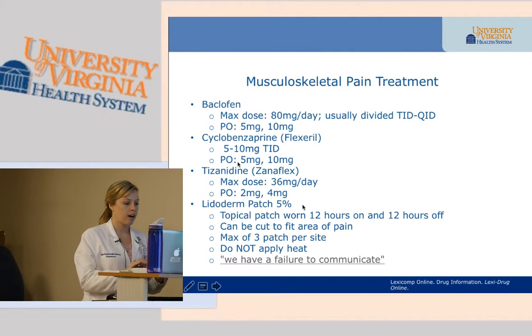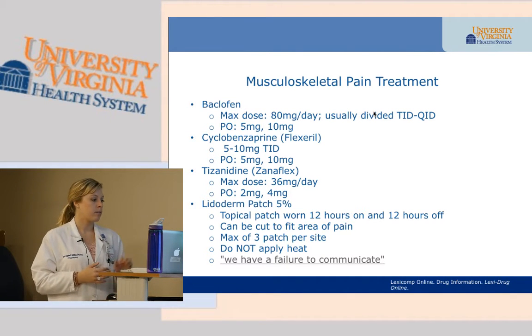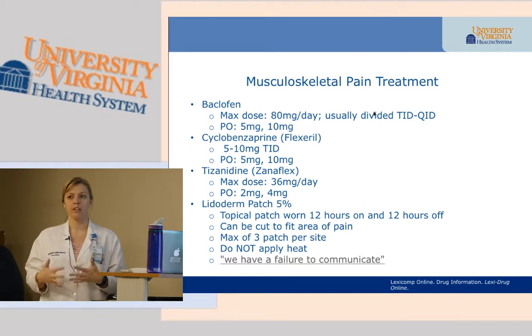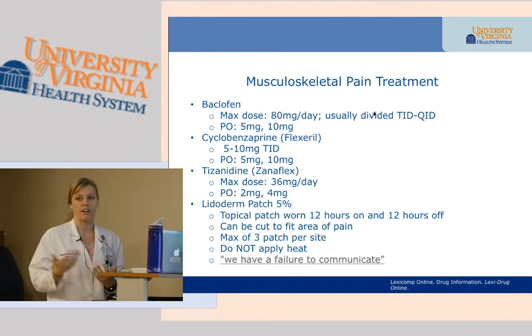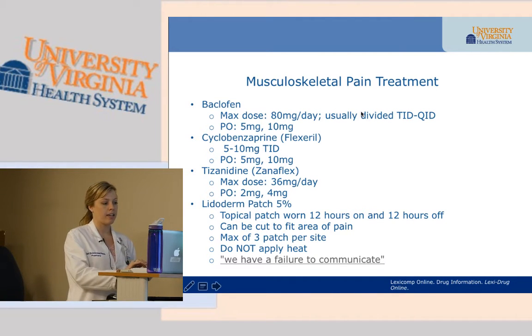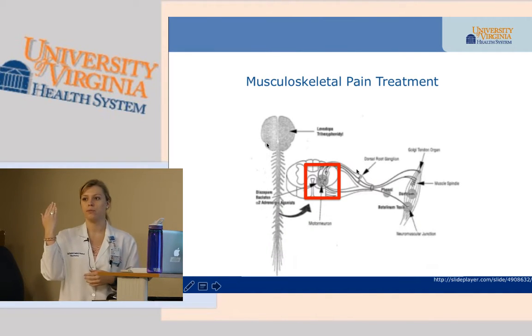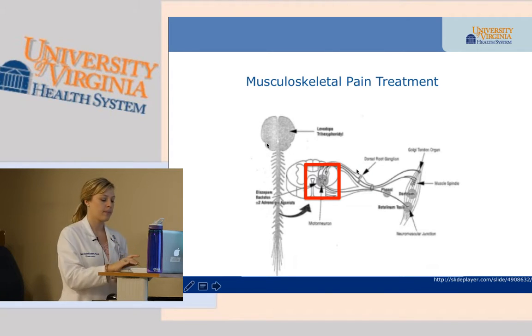So these are some of the medications that are used for specific musculoskeletal pain. So baclofen and cyclobenzaprine, those are the ones used pretty commonly, I think. I don't know, have you guys seen that one a lot being dispensed? Yeah. So those two work by inhibiting the ascending pathway. So it blocks this area, so your brain doesn't sense the pain.